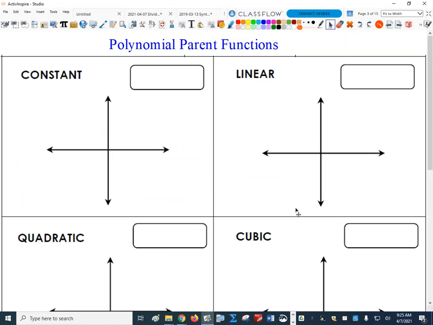So let's take a quick look at what our polynomial parent functions look like, and we know some of these. A constant function. Take a second and think about what these would be, how you'd write these things. How would you write down the most basic form of these four functions?